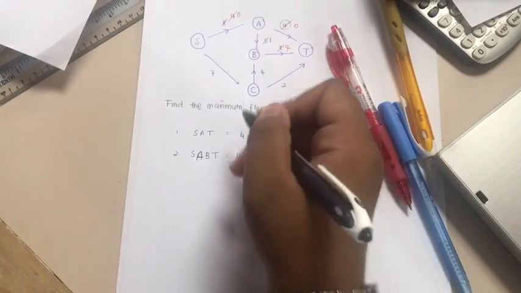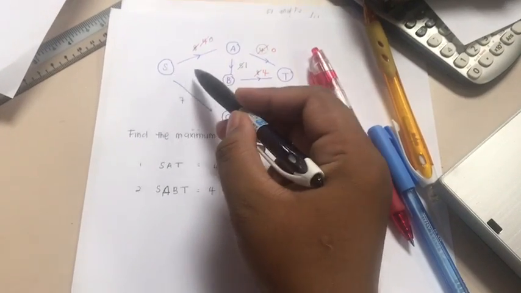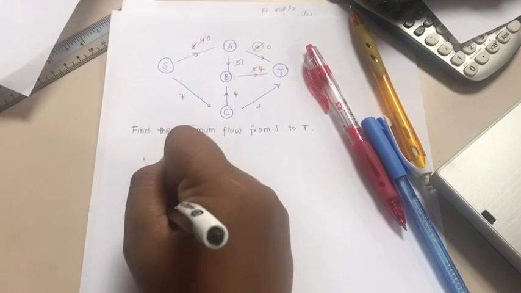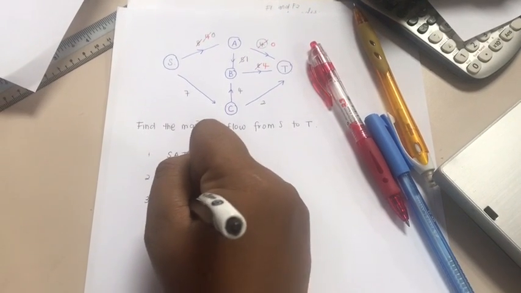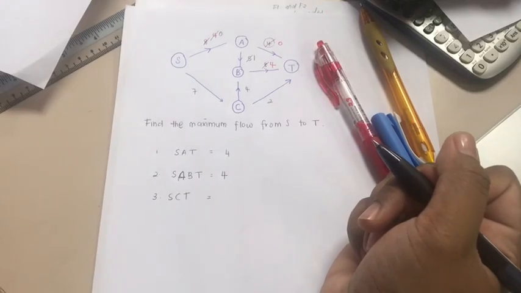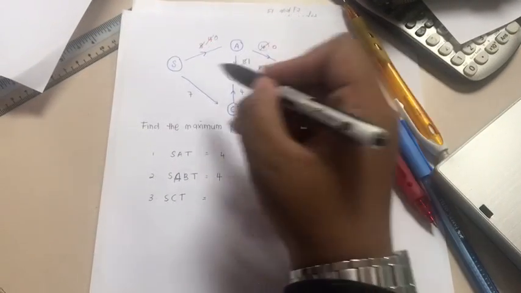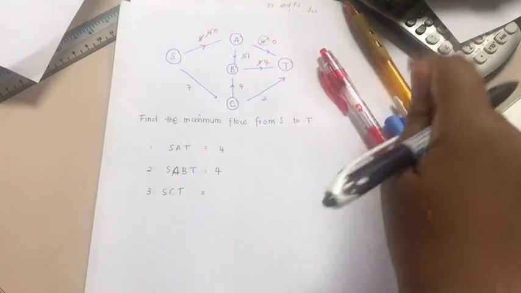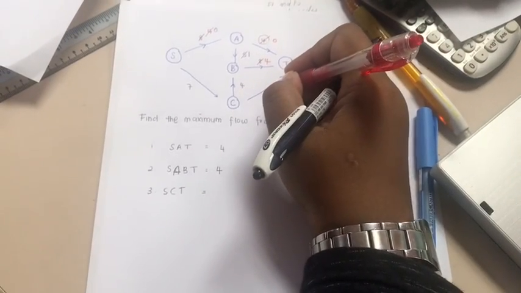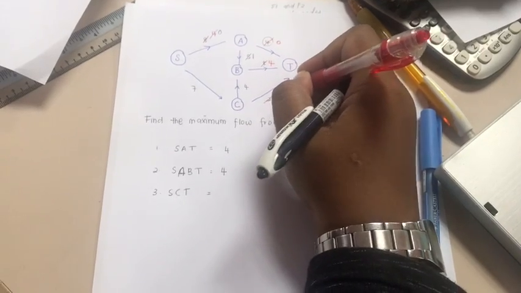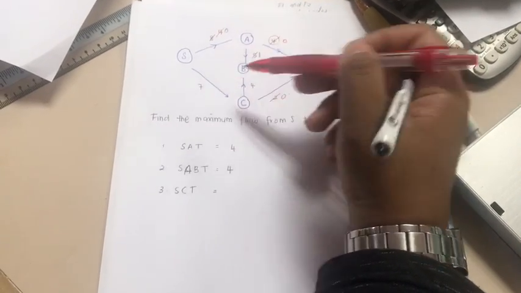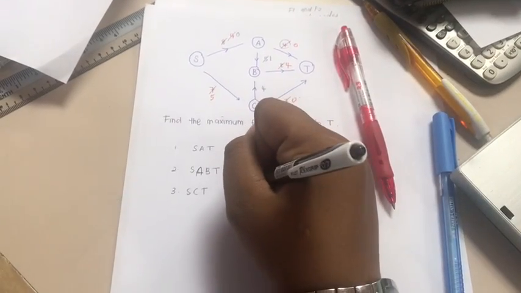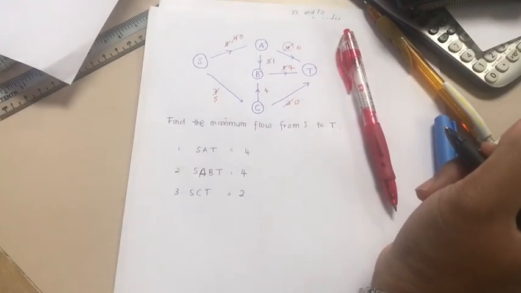Next, the other path to T is S C T. Find the smallest one, 7 or 2. So 2 is the smallest one, so we need to subtract. 2 minus 2 gives us 0, and then 7 minus 2 gives us 5. So the maximum is 2 for S C T.